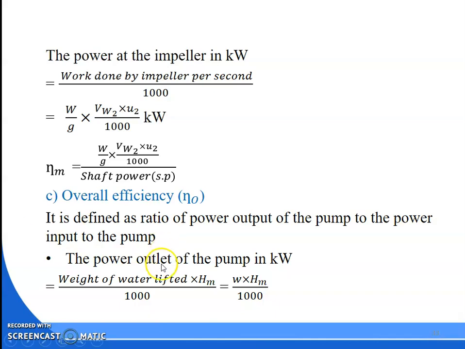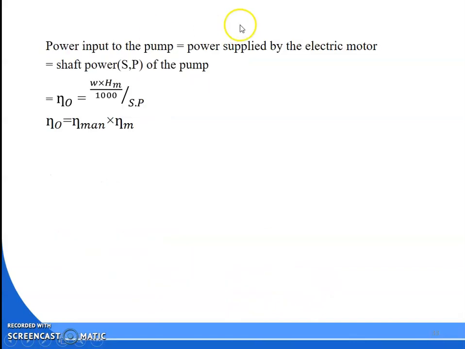Overall efficiency. The power output of the pump, that is your output, divided as a ratio of power output of the pump to the power input. Power input is your shaft power. The power output of the pump in kilowatt. Power available means that is your water. The power at the water, that is W into HM by 1000. And what is the power input to the shaft? That is your shaft power. So this water power by shaft power will give you what? Overall efficiency. Manometric efficiency into mechanical efficiency will give you the overall efficiency.